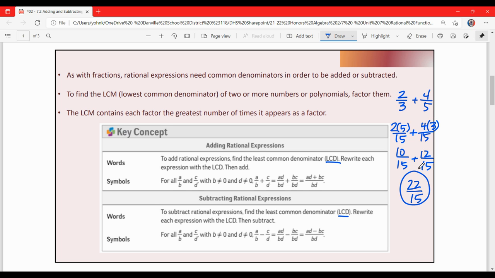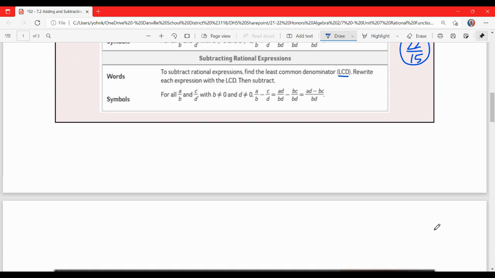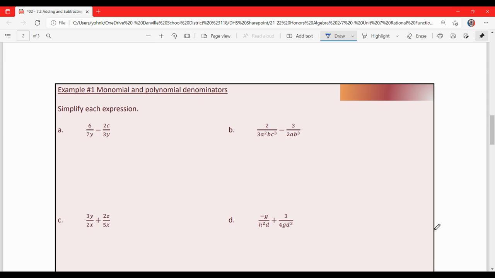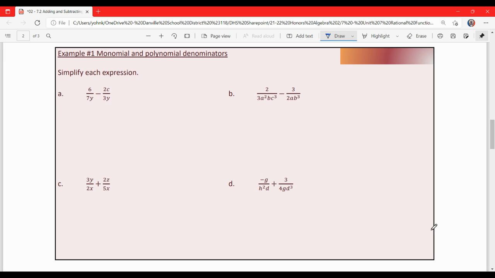So we're going to do the same thing, but we're going to do it with letters in addition to the numbers. So common denominators. In letter A, 6 over 7y minus 2c over 3y. I want to find a common denominator. So I got to think of what is a common denominator between 7y and 3y. Well, I have to have a y, so that's part of it. And then what's a number that 7 and 3 can go into evenly? That's 21y. So that becomes my common denominator.